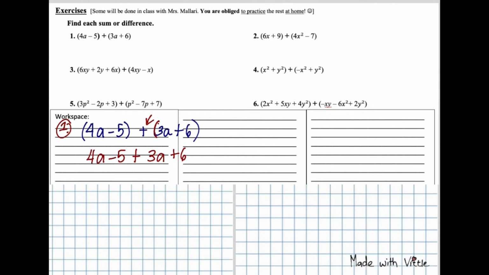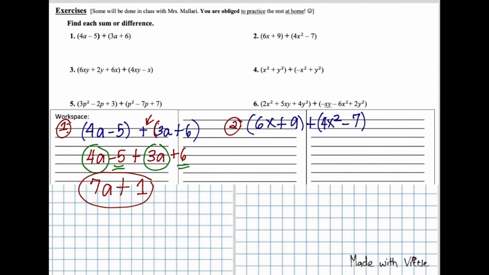Now combine like terms. They are the same signs, therefore you have to add them. Then add the constants, which is a negative 5 plus 6. They're different signs, so you have to subtract them. Then copy the sign of the one farther from 0, which is going to be the sign of the 6.